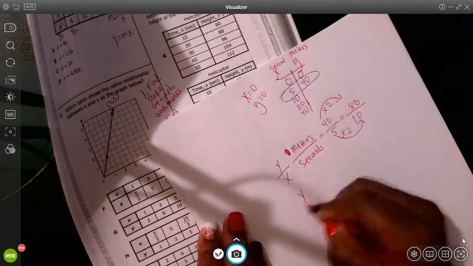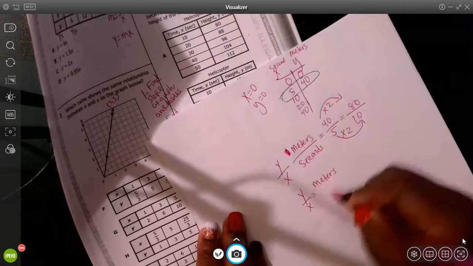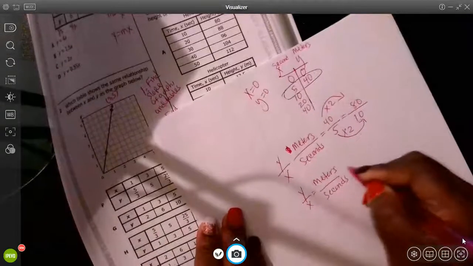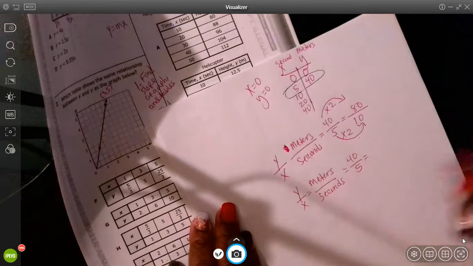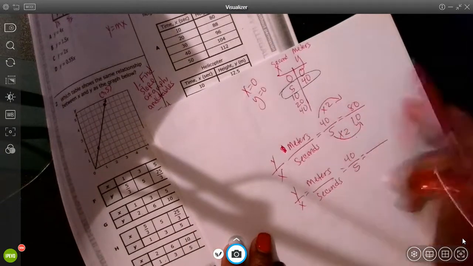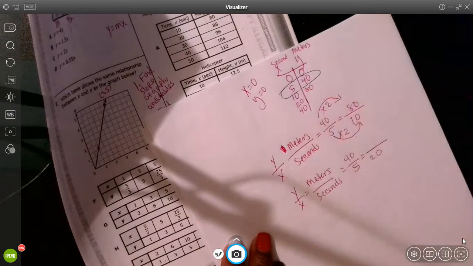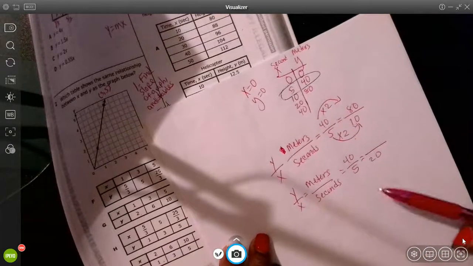So I'll set up another one, meters over seconds equals 40 over 5. I'll say equals, and then I'm going to set it up for 20. I'll have to write this in my chart, 80. I'm going to stop and pause now so that you can continue filling in your chart and answer number 3.